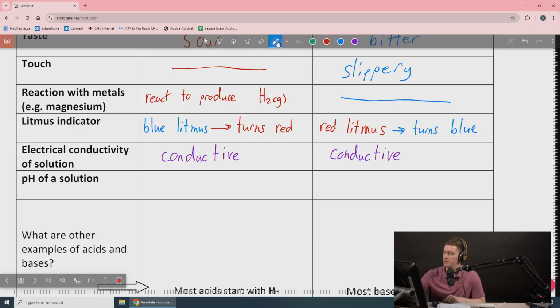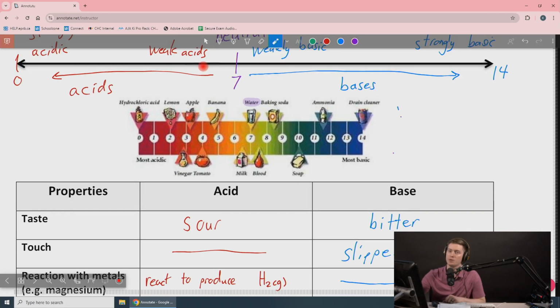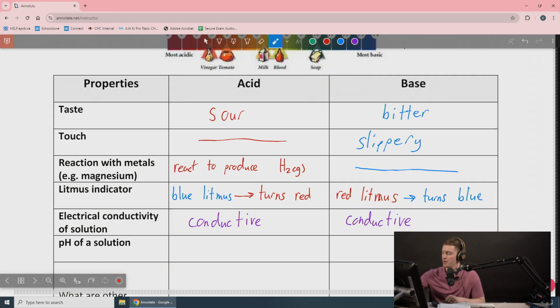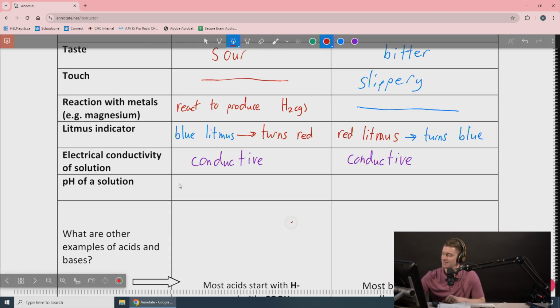This is based on the pH scale above. So if we look at our scale real quick, anything below 7 is an acid, anything above 7 is a base. So the pH of a solution that's acidic is going to be less than 7.